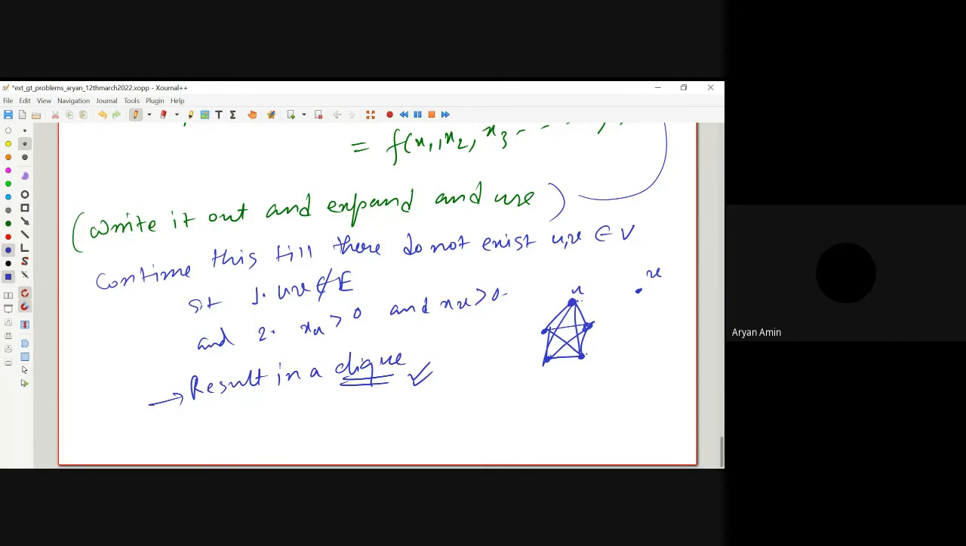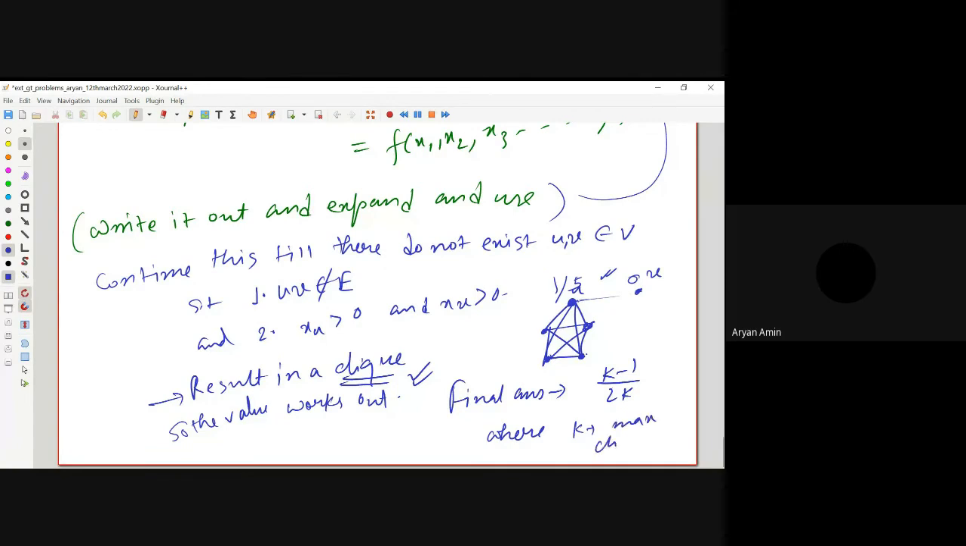So you have uv is not an edge, right? Then one of them will have 0 and the other one is going to have a value of something like 1 by 5 in this case. So the value works out, and the final answer is (k minus 1) by 2k, by similar logic as in the first proof, where k is the max clique size in G. Does anyone have any questions regarding this? We completed problem 2. Does anyone have any questions?